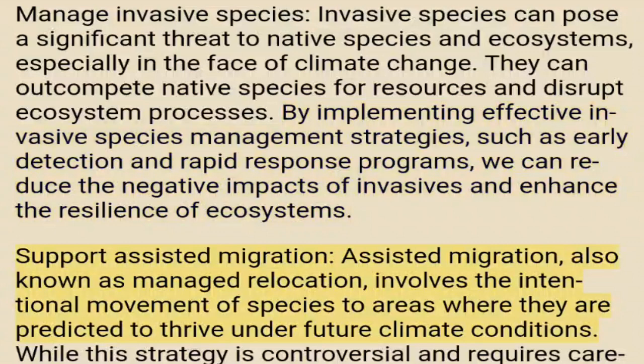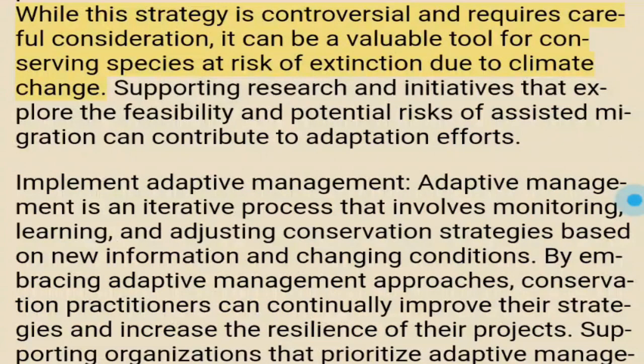Support assisted migration. Assisted migration, also known as managed relocation, involves the intentional movement of species to areas where they are predicted to thrive under future climate conditions. While this strategy is controversial and requires careful consideration, it can be a valuable tool for conserving species at risk of extinction due to climate change. Supporting research and initiatives that explore the feasibility and potential risks of assisted migration can contribute to adaptation efforts.